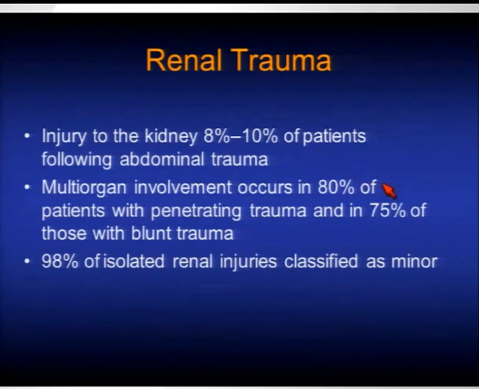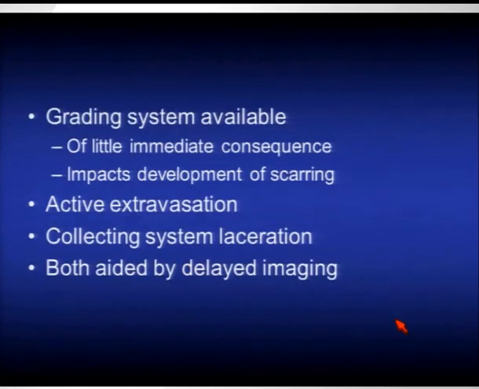We'll move down to the kidneys, and we can see that injuries to the kidneys are significantly less common. And again, multi-organ injuries. When you have injury to the kidneys, you're also going to end up with injuries to the liver and the spleen. But a vast majority of isolated renal injuries are classified as minor, and that's important to remember. There is also a grading system available for renal injuries.